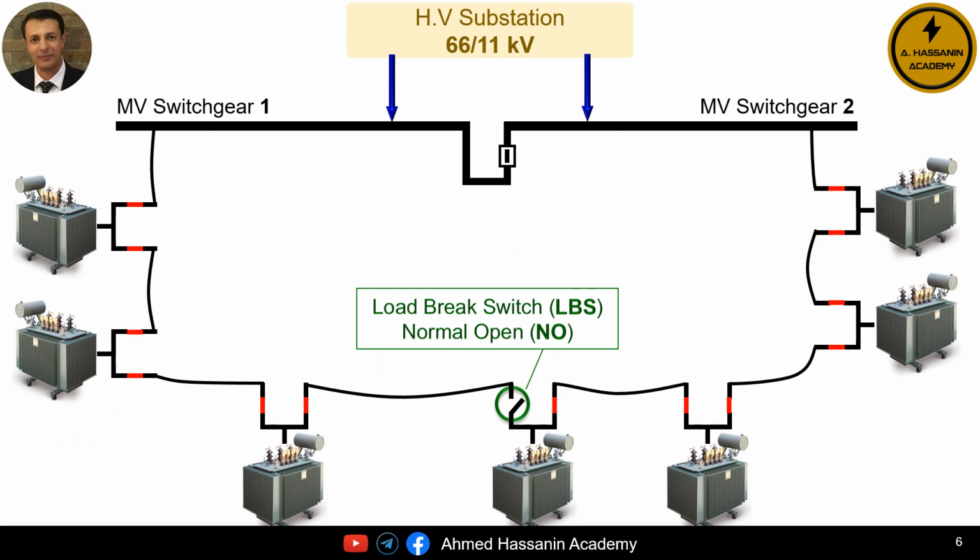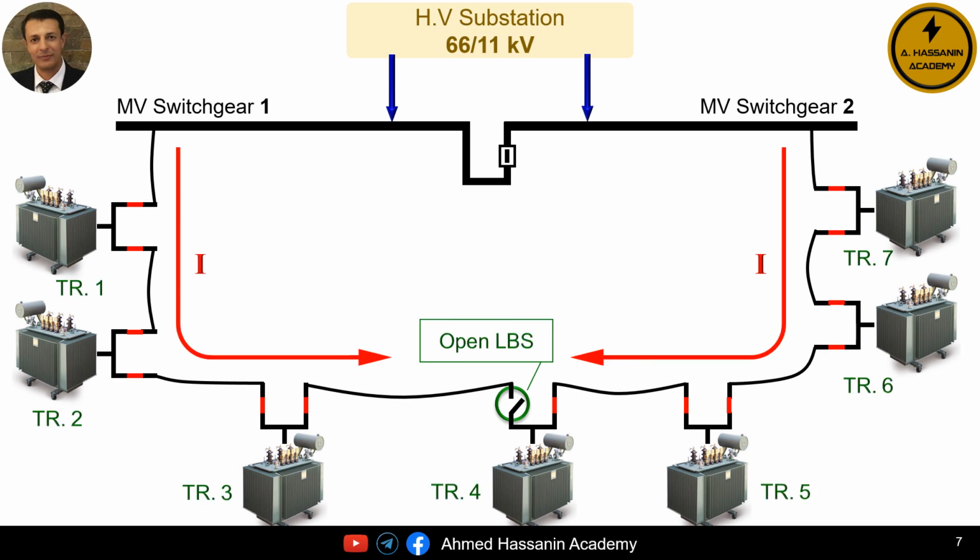As we can see, all the load break switches, LBS, in the ring system shown in front of us are closed, except for one load break switch, which is normally open. This means that switchgear 1 will supply transformers number 1, 2, and 3, while switchgear 2 will supply transformers number 4, 5, 6, and 7. From this, we can understand that in the ring system, each switchgear is responsible for supplying a certain number of transformers within the ring network. And this arrangement requires the existence of one load break switch in the open position.